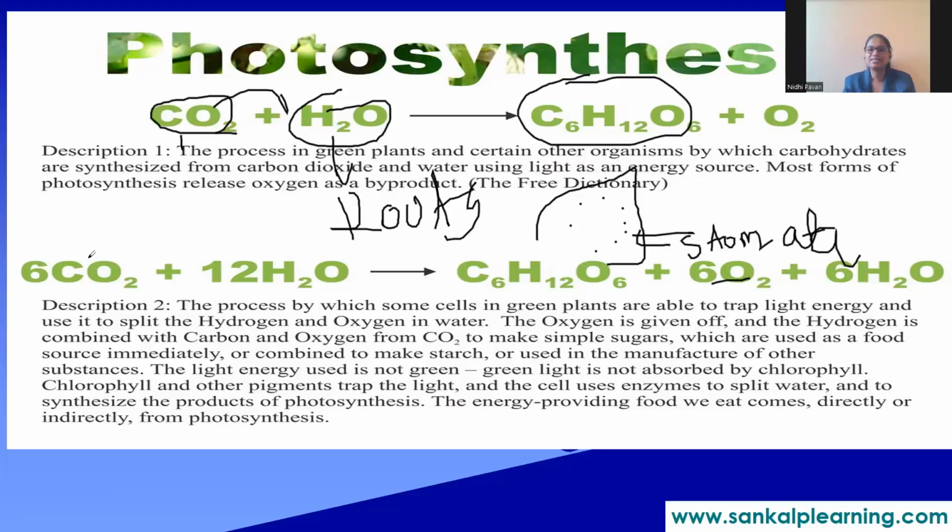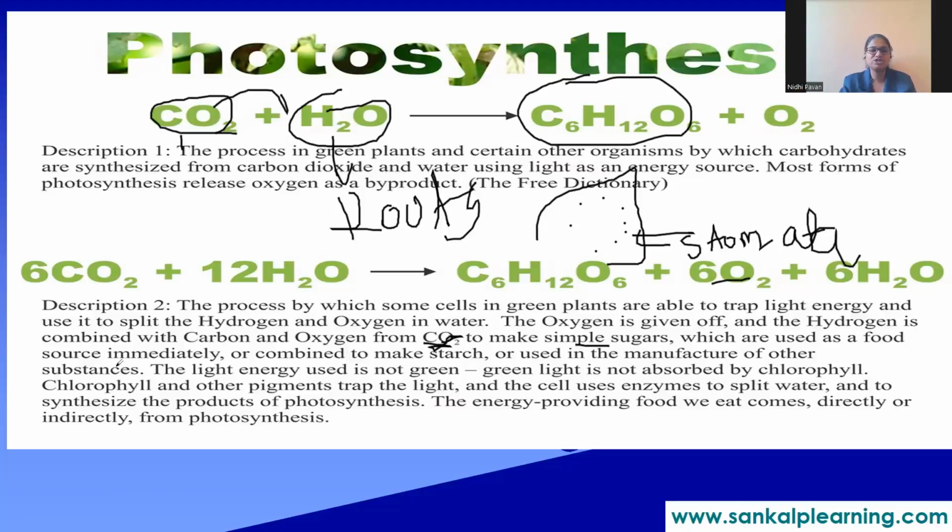When the sunlight is absorbed, the carbon dioxide taken in through the stomata will be converted into glucose. The water which is absorbed will be split into hydrogen and oxygen. The oxygen which is formed is given off, meaning released out. The hydrogen from the splitting of water combines with carbon and oxygen, that is, the carbon dioxide, and all together make a simple sugar, or glucose.